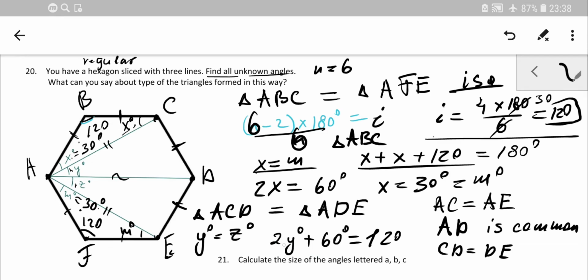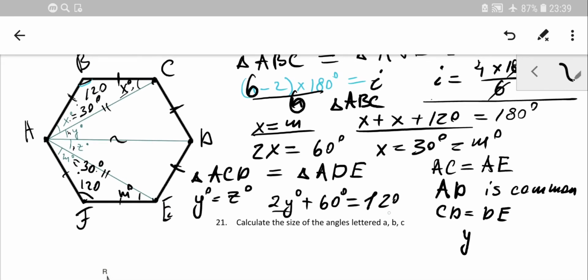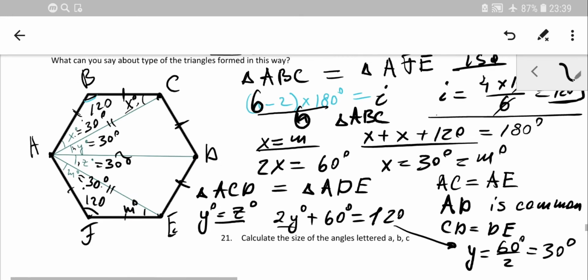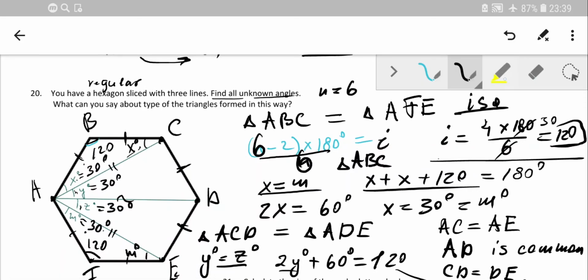From where we can figure out that 2y is simply 120 minus 60, which is 60, and for 1y we finally have y equals 60 over 2, which is also 30. Because z is also equal to y, we'll get all angles as 30 degrees. Okay, so we found them. We answered that question: find all unknown angles.